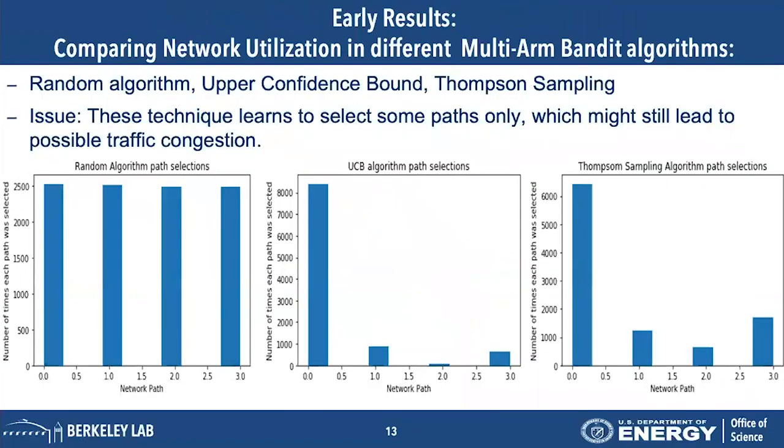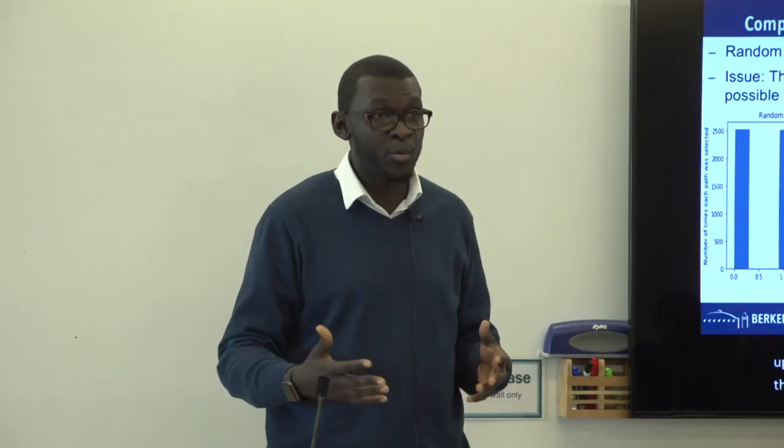In comparing network utilization in different multi-armed bandit algorithms, we compared it with two main basic RL algorithms. The first one was random, where we basically run the simulation and see which path it is going to take. The other was UCB, the upper confidence bound, and we also got the results. But our observation is that most of them still select one path, right? And that's a bottleneck, that's a problem.